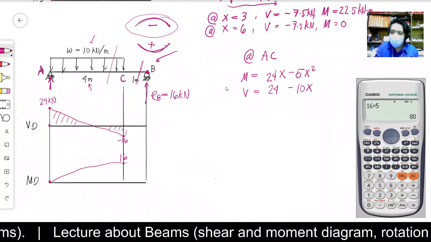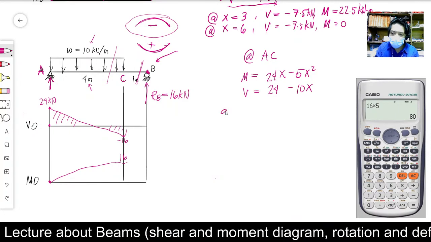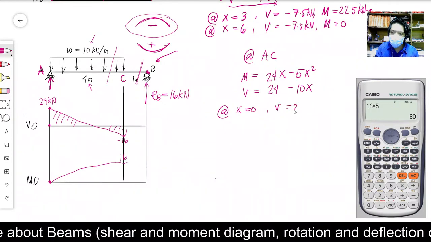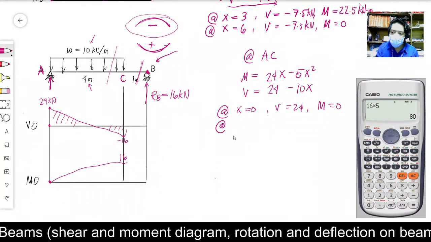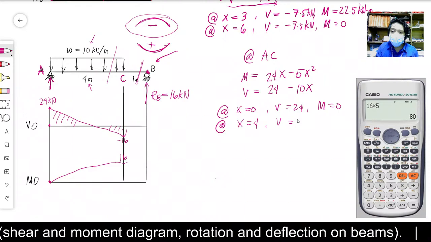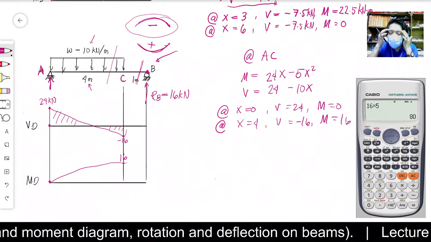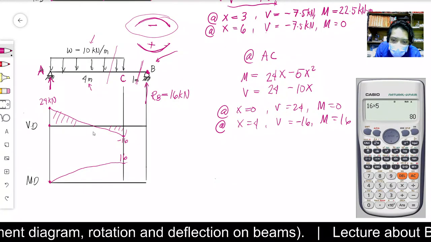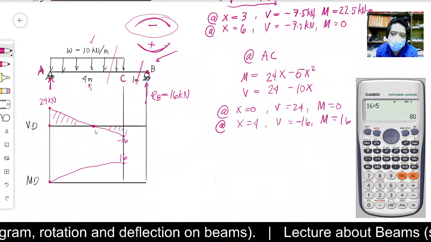So at x equal to 0, same as what we got before, your shear is equal to 24 and your moment is equal to 0. And at x equal to 4, your shear is equal to negative 16 and your moment is equal to 16. Now we need to find the moment at this point right here, because when shear is zero, that is where the maximum moment is.